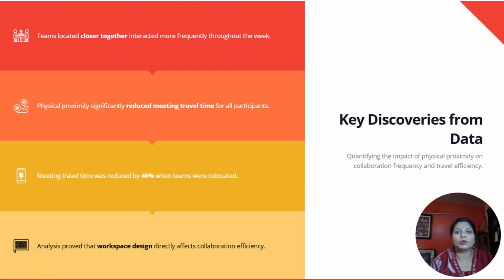Thirdly, the analysis quantified the effect. Meeting travel time was reduced by 46% when teams were co-located. This is a critical finding because it translates an operational issue into a measurable business outcome. So finally, the analysis demonstrated that workplace design directly affects collaboration efficiency. The way offices and teams are physically organized has a tangible impact on how employees communicate and collaborate. Together, these findings provided clear, evidence-based insight that management could use to redesign workspace and improve internal collaboration.